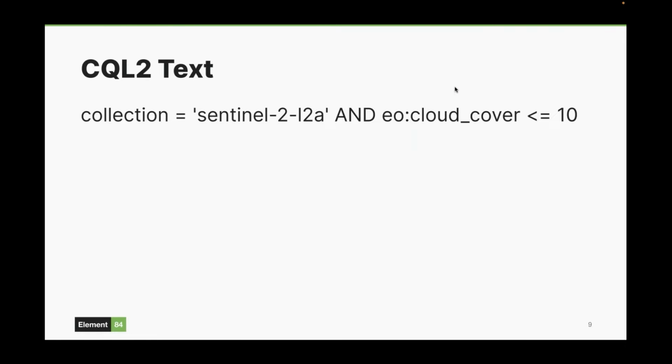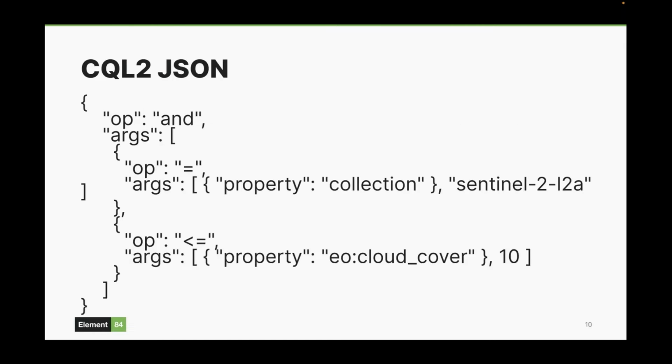Just to give you a brief flavor of what these queries look like, there's two different flavors: CQL2 text and CQL2 JSON. The text format looks similar to SQL, as many of these languages end up looking, and the JSON format uses a series of op and args parameters with lists of arguments to recursively construct these queries. I'll go into more of this later, but this is just to give you an idea of what these types of queries look like.